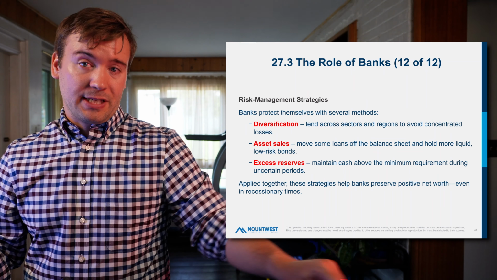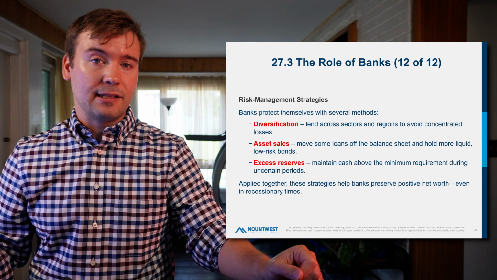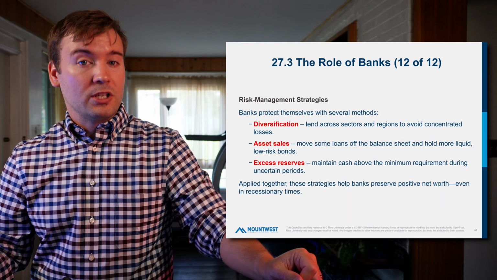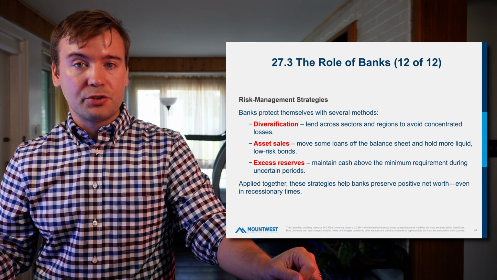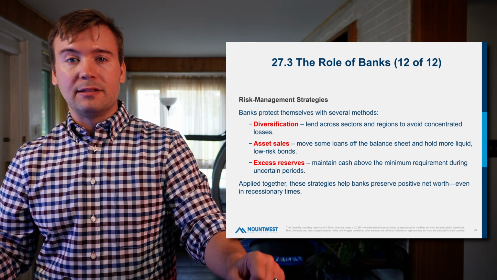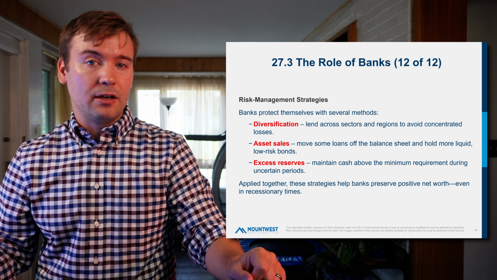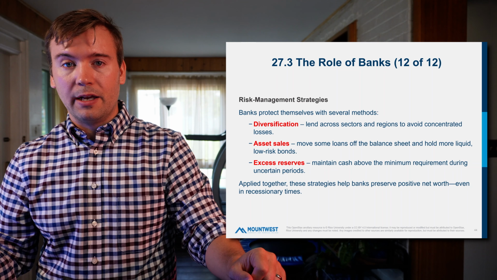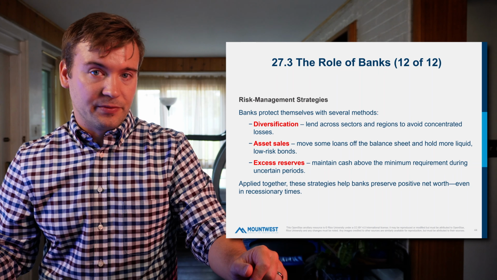So how do banks protect themselves against these inherent risks like high loan defaults and the asset liability time mismatch? One strategy is diversification. Instead of concentrating loans in a single industry or geographic area, banks lend across various sectors and regions. This way, if one area experiences an economic downturn, then the bank isn't as severely impacted.